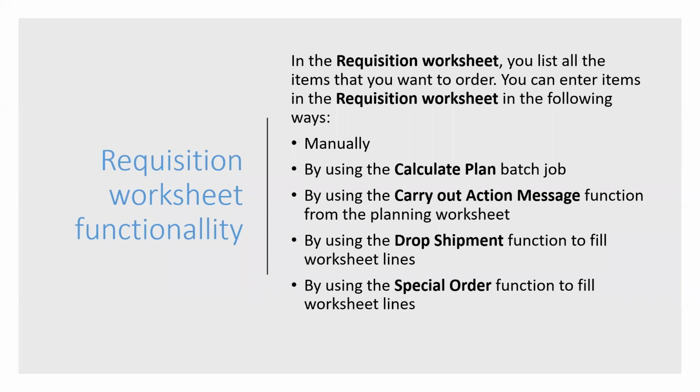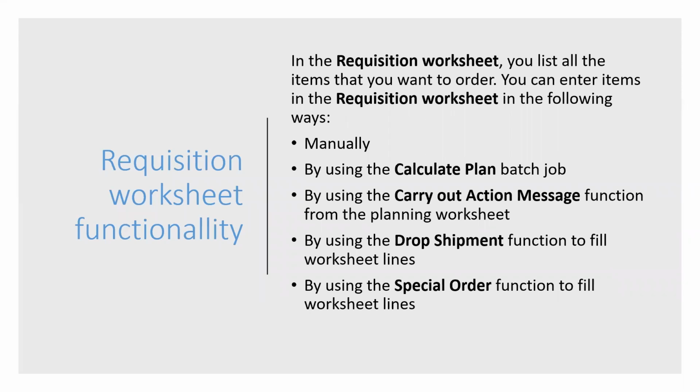In the requisition worksheet, you list all the items that you want to order. You can enter items in the requisition worksheet in many ways. First of all, manually. That's how we're going to be working first. Then calculate plan. That function is going to review all the items and all the demand to then give you a proposal. Last, carry out action messages is when you are actually sure that the suggestions are correct, and then you prepare those orders.